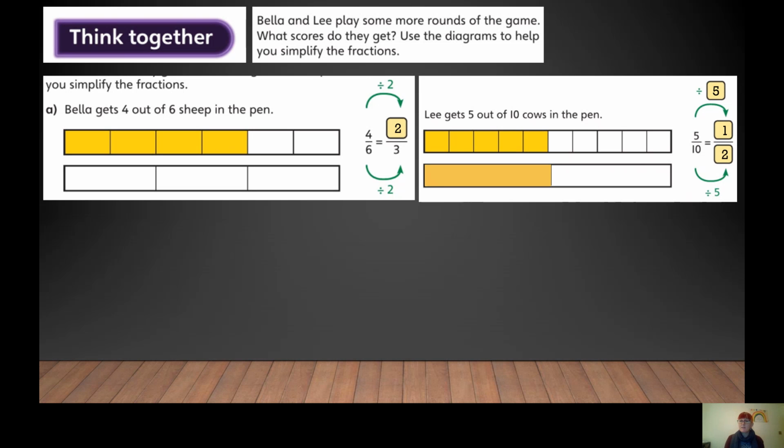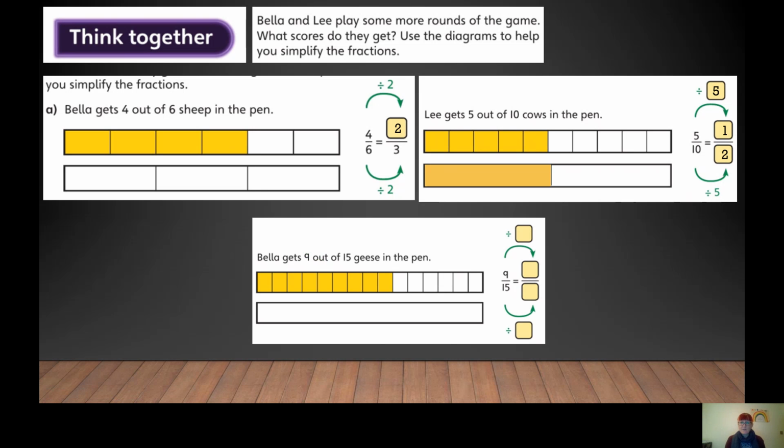Let's have a look on the diagram. We've got 1 equal part out of a possible 2 equal parts. And if you look at the bars, of course, they are exactly the same size, showing that 5/10 is equivalent to 1 out of 2 or a half. Try this one.